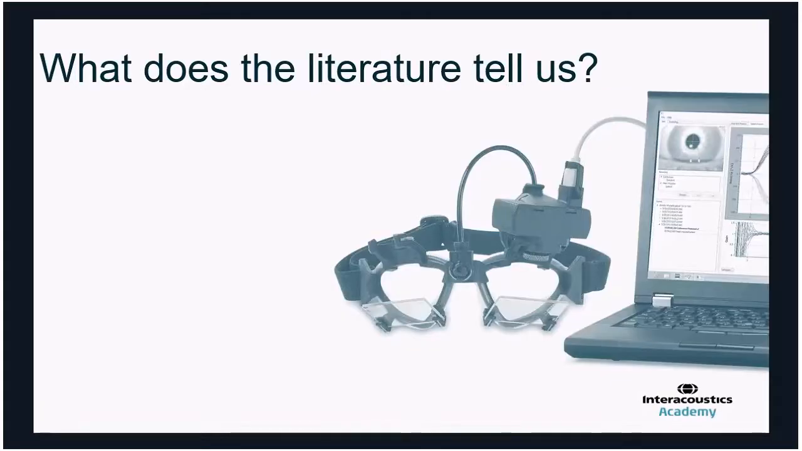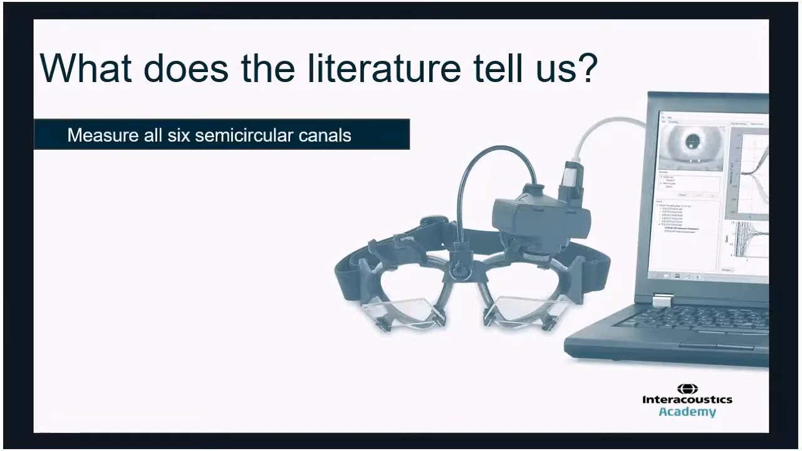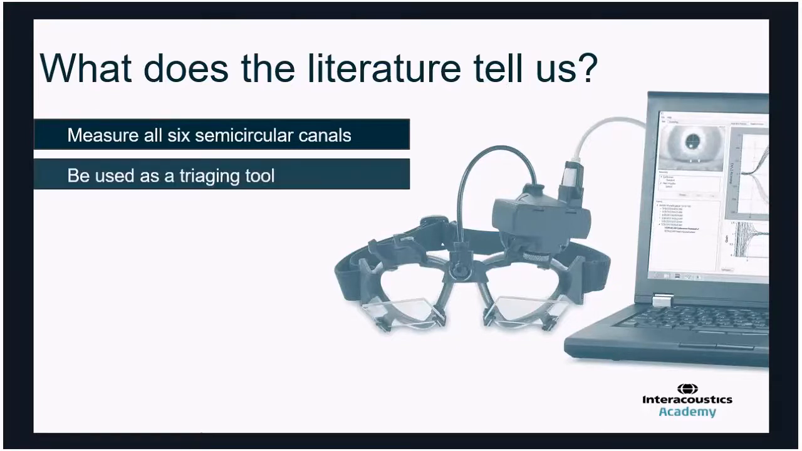The VHIT, which is our newer technology clinically, allows us, as we've said, to measure all six semicircular canal functions through capturing VOR responses. We could use this as a triaging tool. For those that are familiar with VHIT, it's a test that can be conducted quite reliably within 10 minutes, often a little bit quicker than that when you become more familiar with the test. So it can be used to direct how you may want to manage your patient for further testing going forwards.